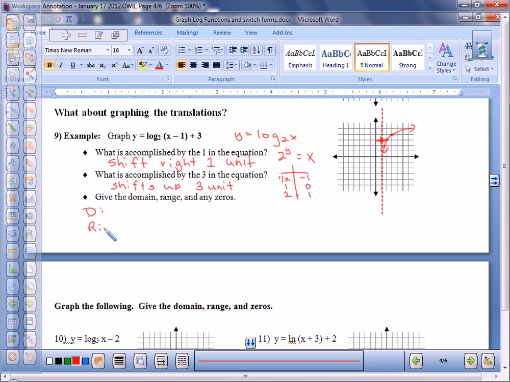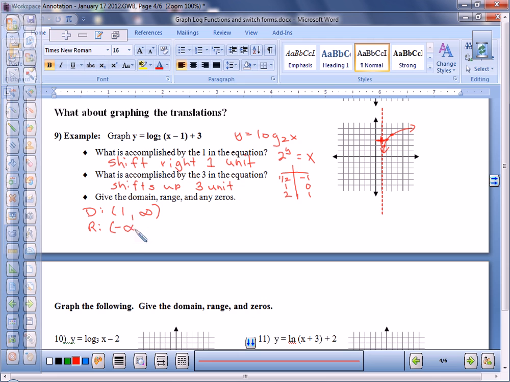All right, those shifts changed our domain. What is the domain now? 1 to infinity. Did the shifting affect the range? No. But the shifting did affect the zeros.